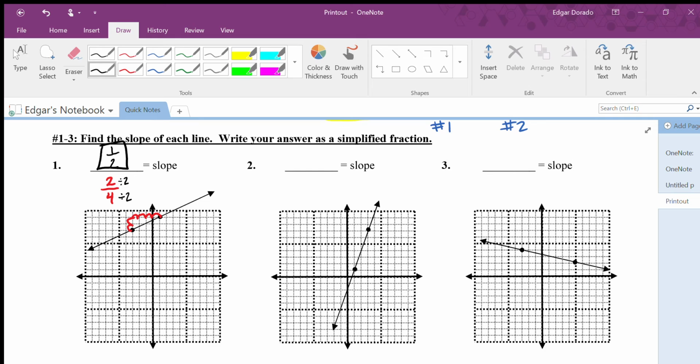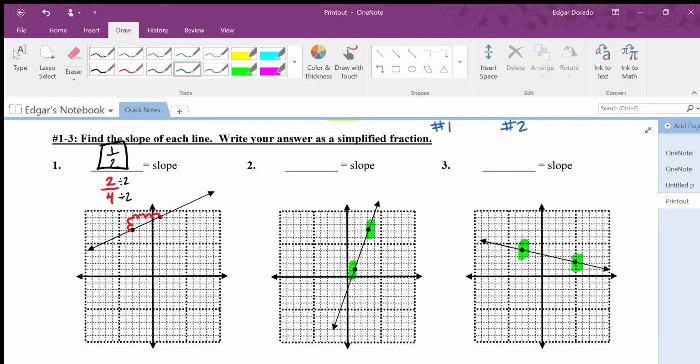Again, as a rule of thumb, if you move upwards, you're going in the up direction, so it's a positive number. And if you're moving to the right, that is also a positive number. That's exactly why we always start counting from the point on the left to the point on the right. So that's exactly what we're going to do here.